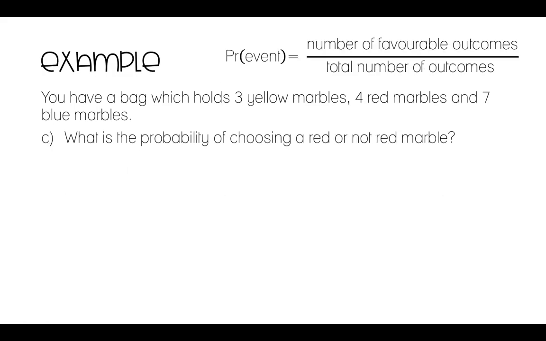Now if we go over here, what is the probability of choosing a red or not red? So our probability of getting a red was 2 out of 7, and our probability of getting a non-red was 5 out of 7. So 2 out of 7 plus 5 over 7 equals 7/7, which then equals 1. So we can see here that the probability of getting a red or a non-red is 1, because that's the probability of getting any marble that we pull out.